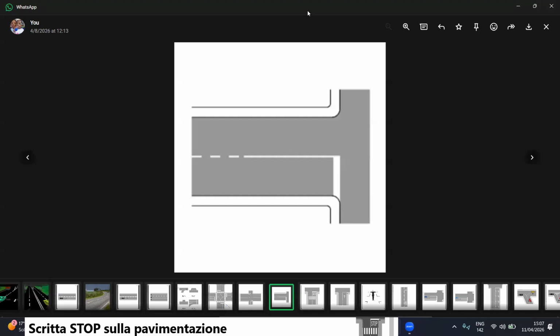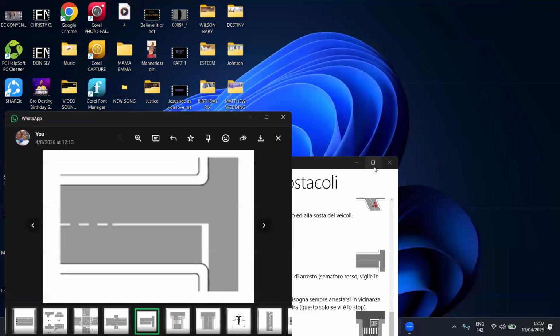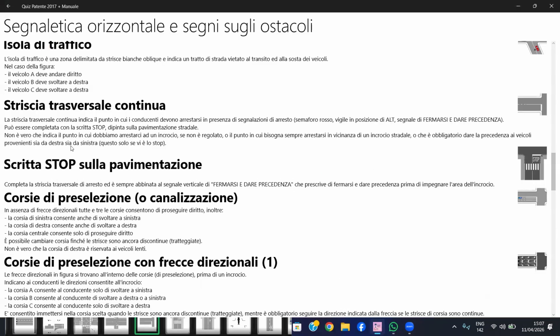Let's go and read. Please pay attention. If you have any question, you ask me, okay? They said, la striscia traversale continua. La striscia traversale continua indica il punto in cui i conducenti devono arrestarsi. It's telling you this is the point in which every driver has to stop their vehicle. Because remember, this is a junction. So every driver, when you get here, whether the road stops on the ground or not, they said you have to arrest. You have to stop your car here.